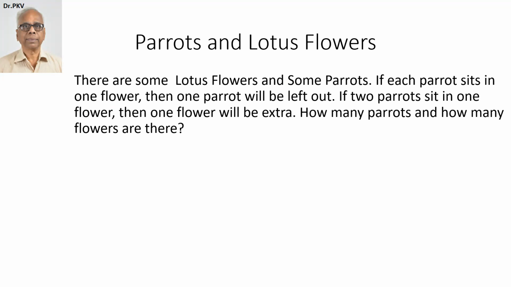There are some lotus flowers and some parrots. If each parrot sits in one flower, then one parrot will be left out. If two parrots sit in one flower, then one flower will be extra. How many parrots and how many flowers are there? Of course, all of us know using simultaneous equation, we can solve the problem.